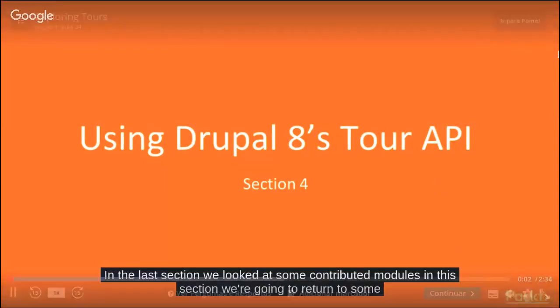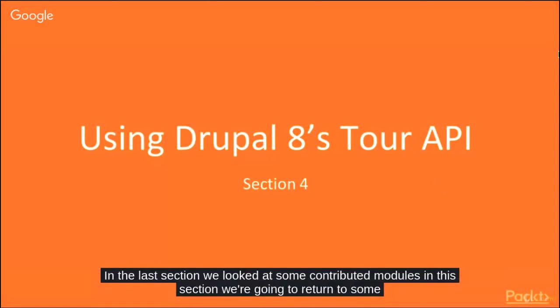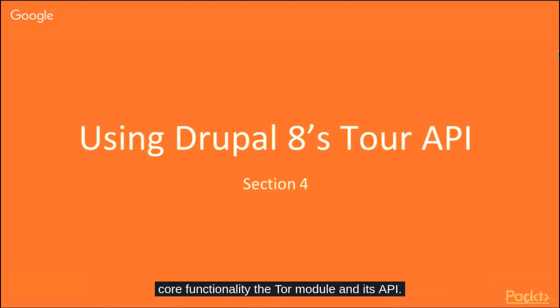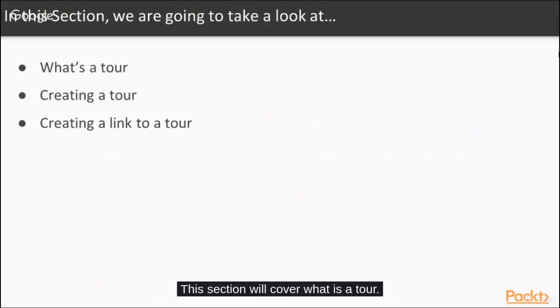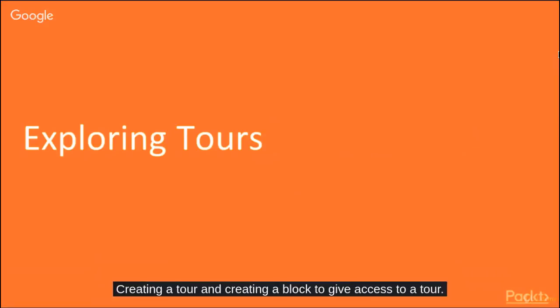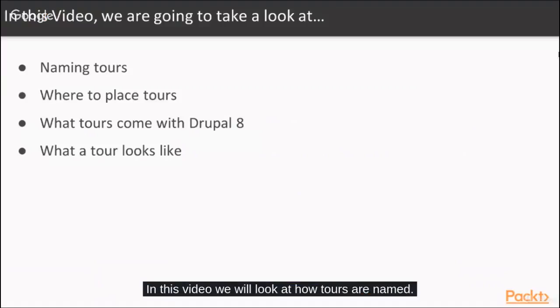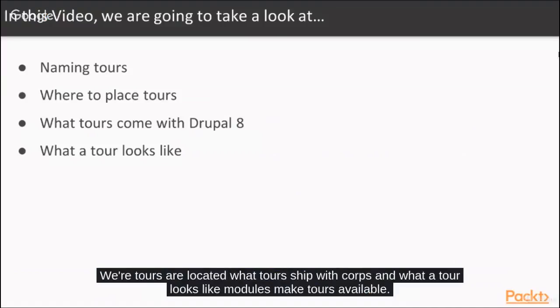In the last section, we looked at some contributed modules. In this section, we are going to return to some core functionality, the Tour module and its API. This section will cover what is a Tour, creating a Tour, and creating a block to give access to a Tour. In this video, we will look at how Tours are named, where Tours are located, what Tours ship with core, and what a Tour looks like.